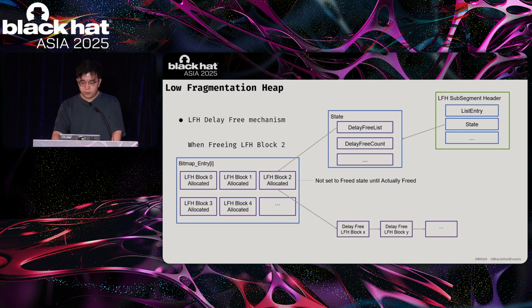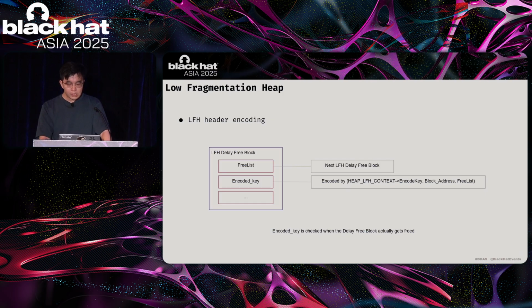There is a delay-free mechanism in the LFH. When the user frees an LFH block, it's not immediately marked as freed in the bitmap. Instead, the block just remains in the allocated status, and it is linked to a delay-free list maintained in the subsegment header. Those blocks are only truly freed when the delay-free timer expires.